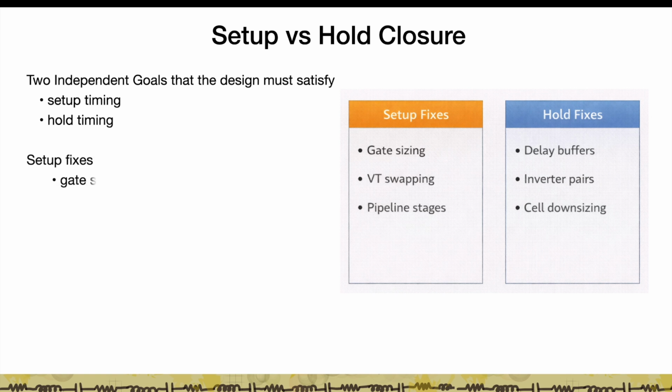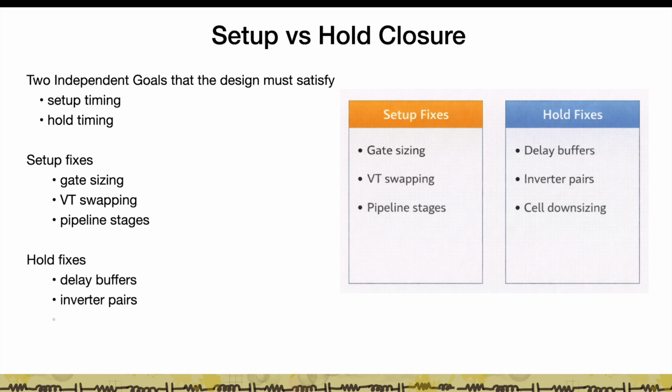One thing that surprises newer engineers: fixing setup timing can break hold timing and vice versa. Setup violations happen when data arrives too late. The fixes make the data path faster: upsize gates, swap to LVT, insert buffers, or add a pipeline stage to split a long combinational path across two clock cycles.